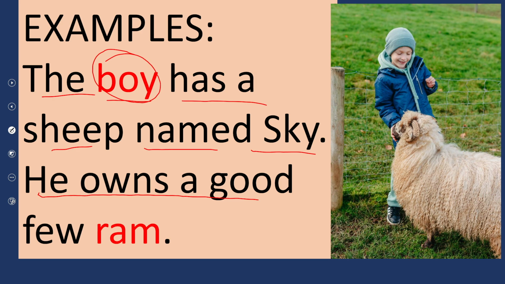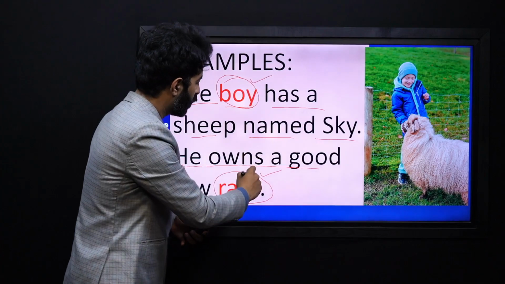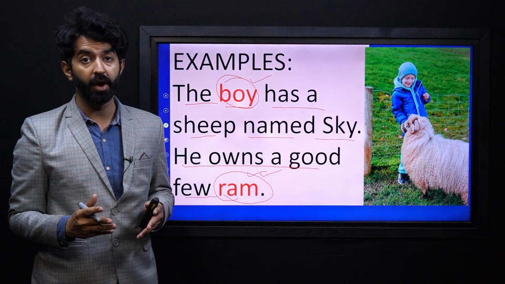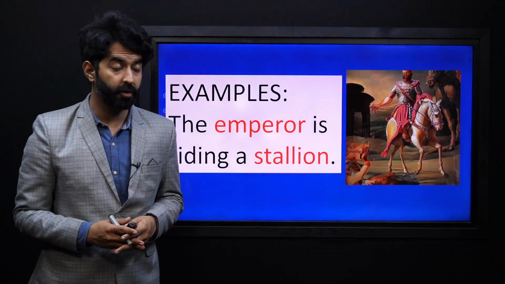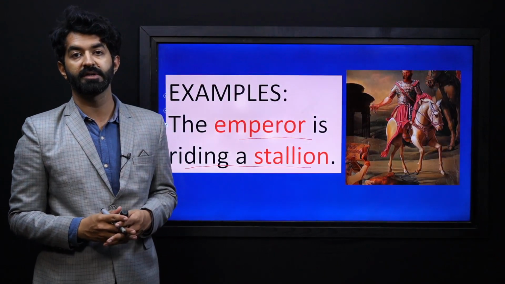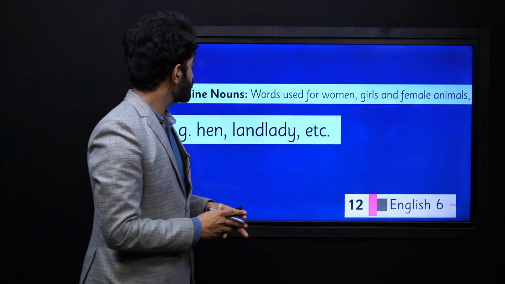He owns a good few ram. Ram is the male sheep. Now, this is also a masculine noun. Okay. So, we have seen that these bold and colored words are masculine nouns. The boy is a human being and ram is an animal. So, it covers both of them. We have another example for you. The emperor is riding a stallion. Both these words, emperor and stallion, are masculine nouns.